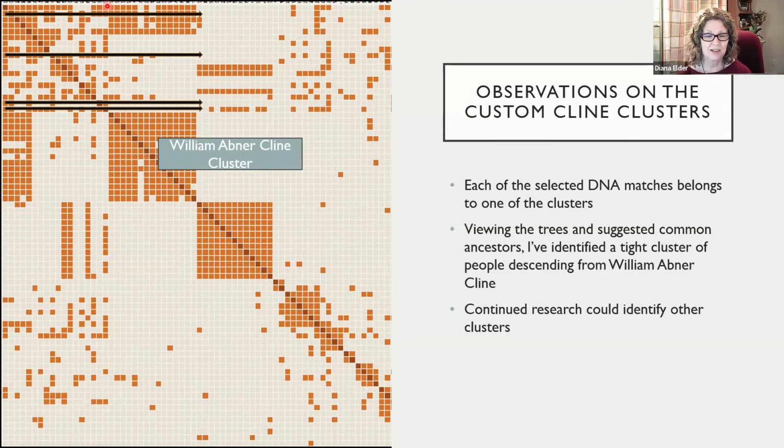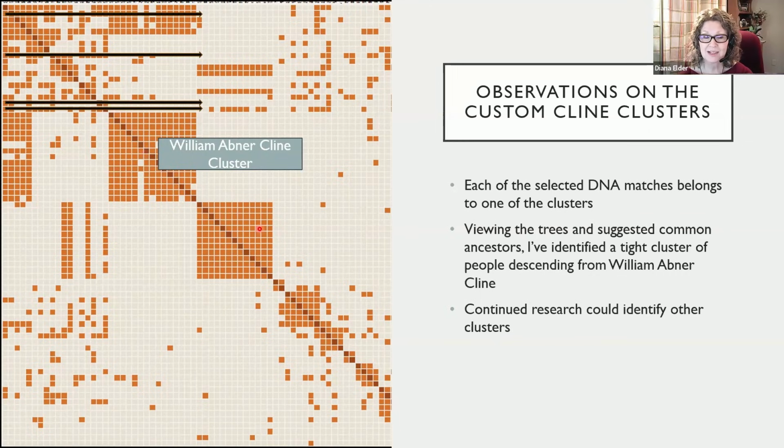So I started looking to see who had the biggest trees here in this cluster, and I found this was a cluster of people all coming through William Abner Klein. So he was one of the people I had associated as a sibling or a half sibling to my Clemsy Cline. And I wanted to have more DNA to go along with that hypothesis. And so now I've got a lot more people that I can explore and add.